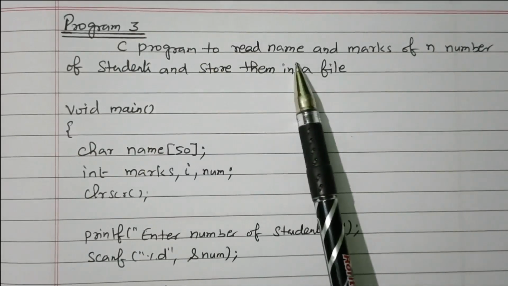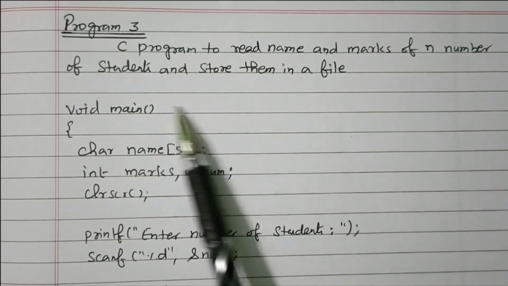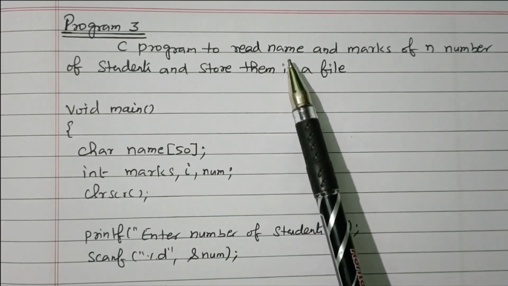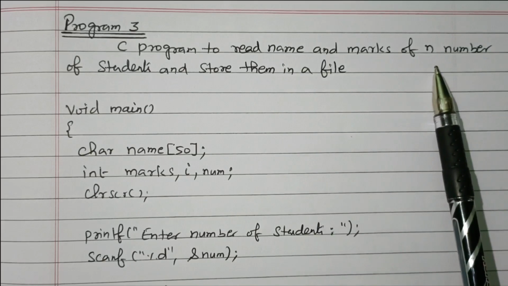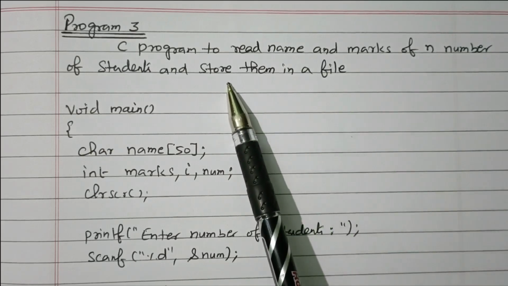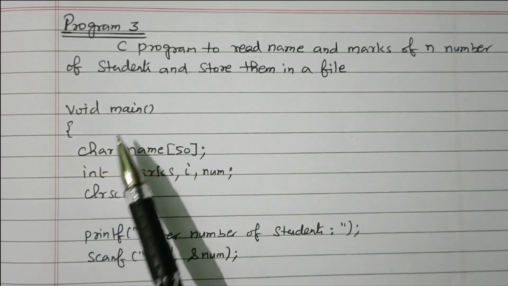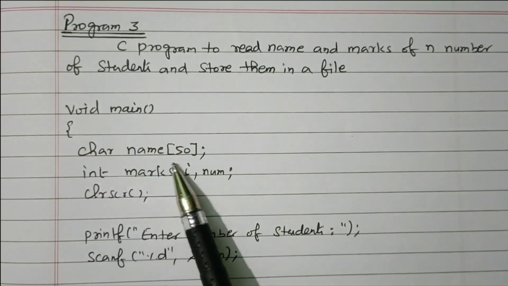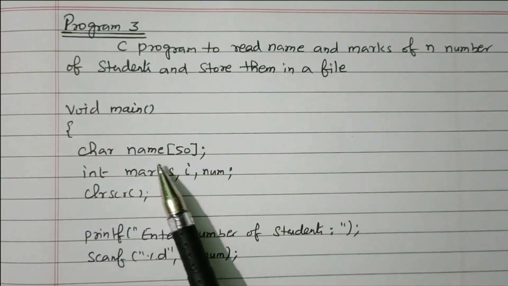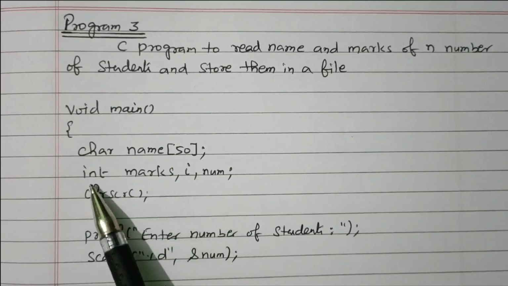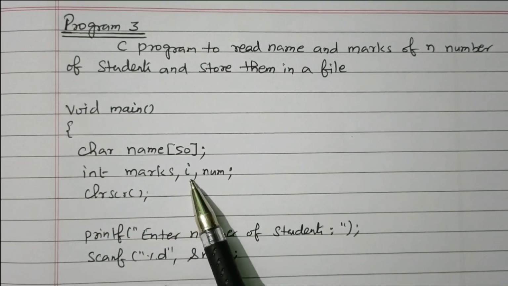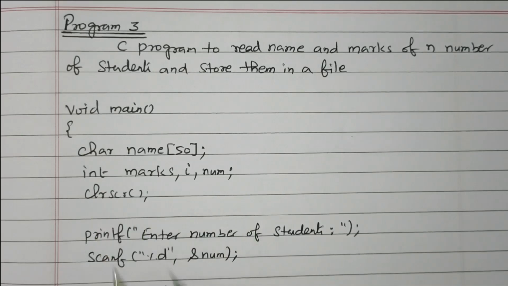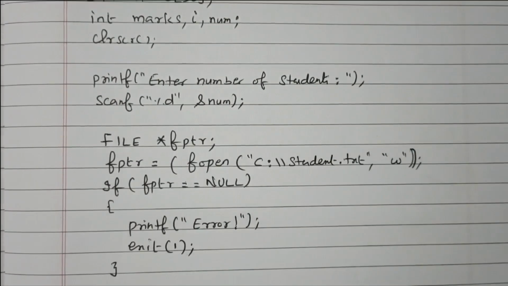Program: a C program to read the name and mark of n number of students and store them in a file. So by file handling, we are going to read the name and mark of n students and store them in the file itself. Start the main program, void main, open the brace. First declare the variables. char name[50], which refers to the name of the student, with 50 characters. Integer mark, i, num. i is used for the loop, num refers to the number of students. Then clear the screen.